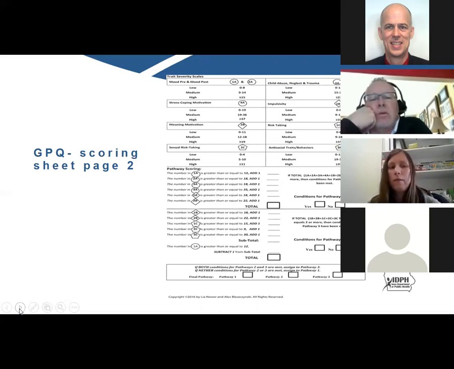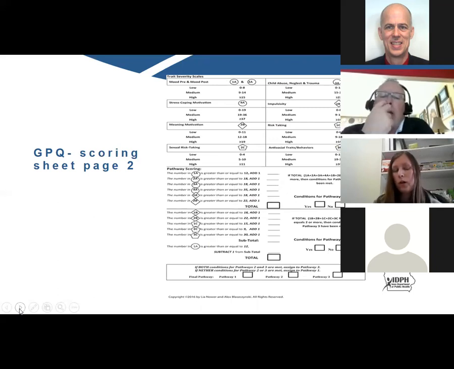But that gives you a nice little snapshot of what you need to work on. Anything that's been scored as medium or high needs to be worked on in treatment. What you'd want to work on first can be collaborated between you and the client, but this gives you a nice little picture of what you might want to incorporate in your treatment planning.